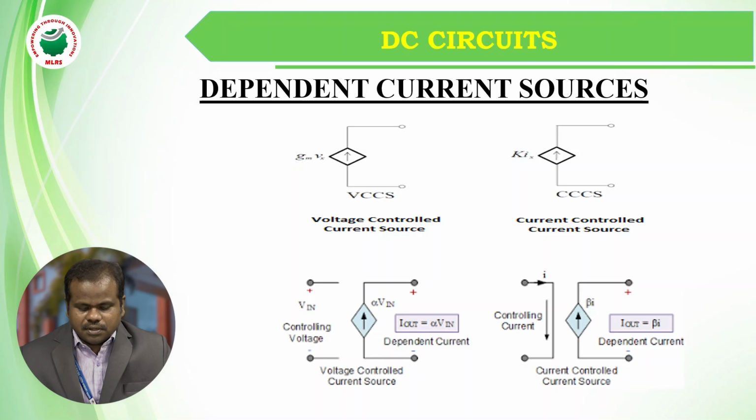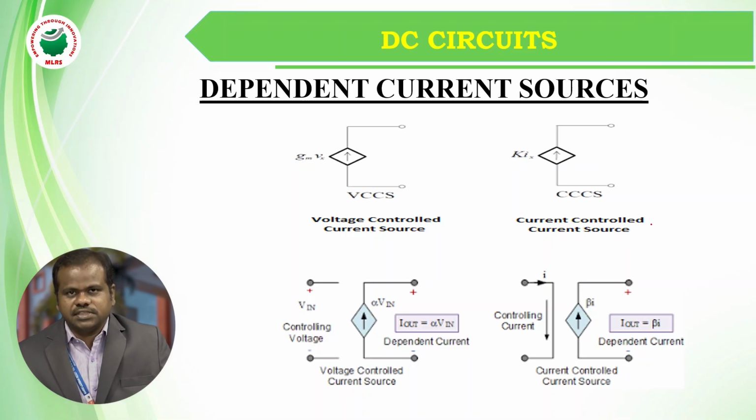Next, coming to dependent current sources. As I said earlier, dependent current sources are of two types. One is the voltage controlled current source and the second one is the current controlled current source. The voltage controlled current source is dependent on the voltage across any part of the branch or circuit. And the current controlled current source is dependent on the current through any part of the circuit.